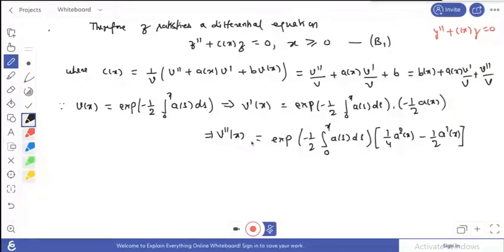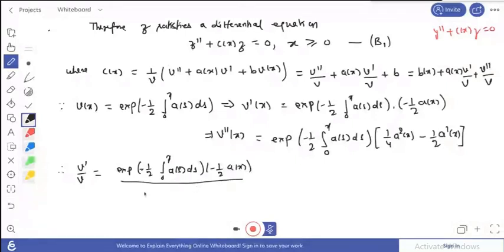Okay, so here you find the value of what is the v prime and v double prime and what is vx, and if you put in here, so what is the value of v prime by v, if we are interested to find this value. So this equals to exponential of minus half integral 0 to x as ds minus half ax. This is v prime divided by v. V is exponential of minus half integral 0 to x as ds. So dividing these two, you get this thing.